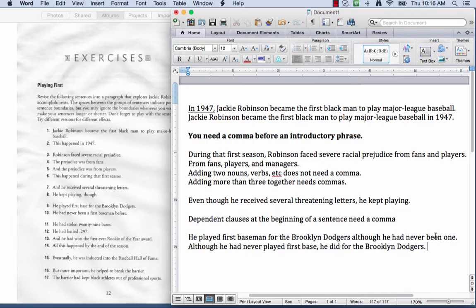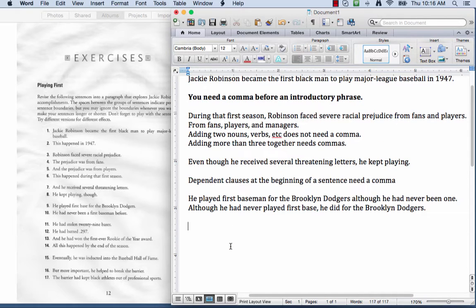or even add the sentences together with a semicolon. What you want to look for is what you want to get rid of, and this next one will show us that. He had stolen 29 bases, and he had batted .297. You don't say point in baseball. And he had won the first ever Rookie of the Year award. All this happened by the end of the season.